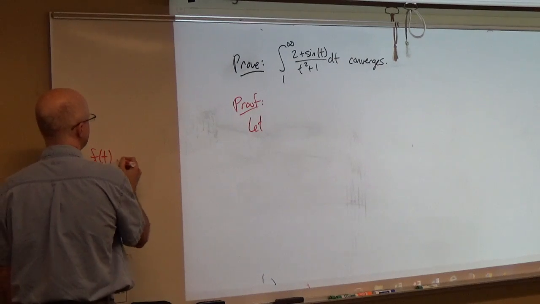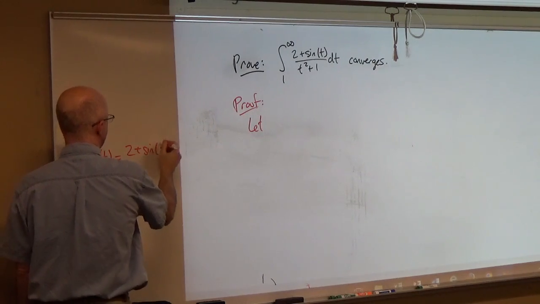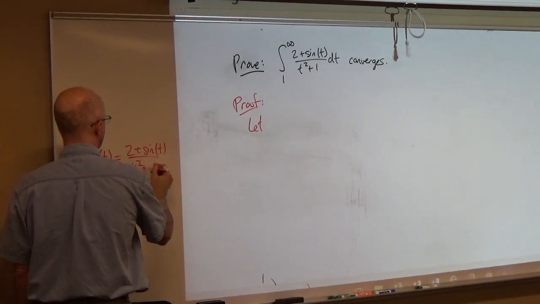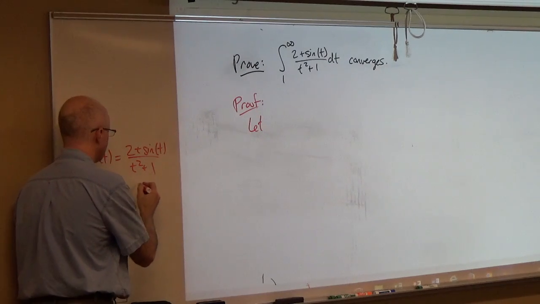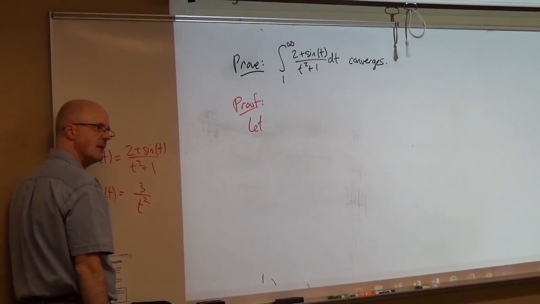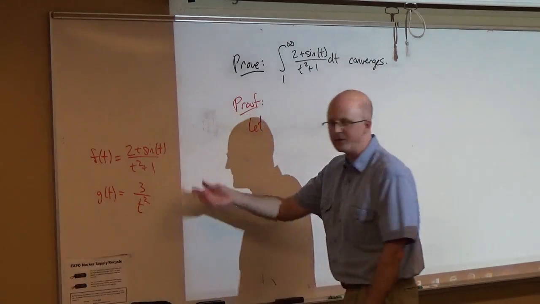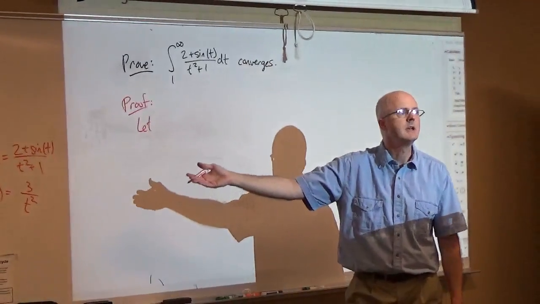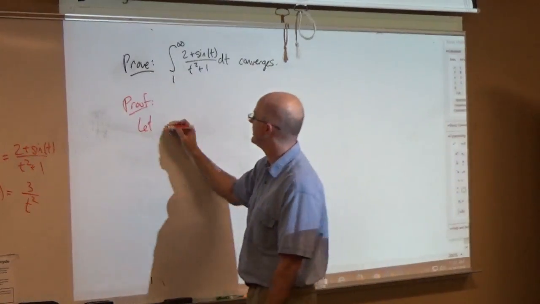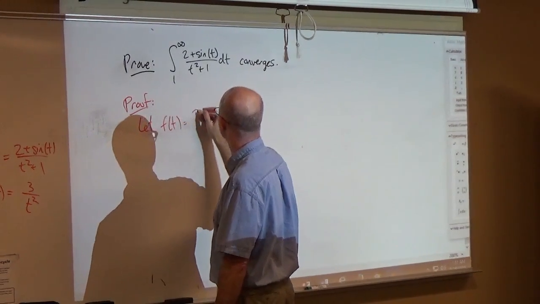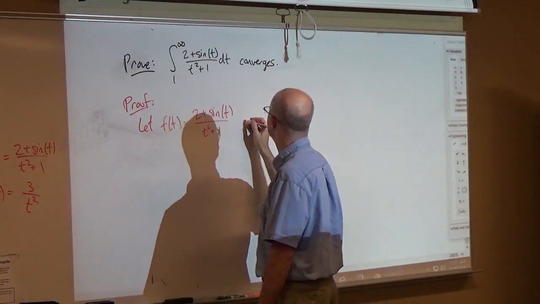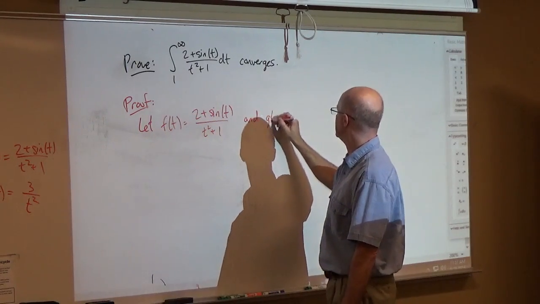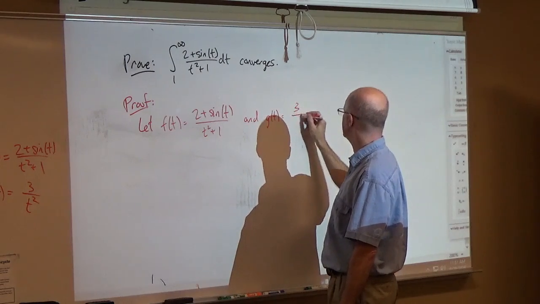Our f of t is this function. The g of t that we sort of figured out with a little bit of scratch work is 3 over t squared. After you do the scratch work, or maybe after I tell you what to compare it to, you want to put those things in the first sentence. Let f of t equal 2 plus sine t over t squared plus 1, and g of t be equal to 3 over t squared.